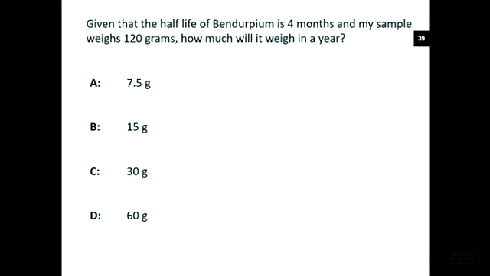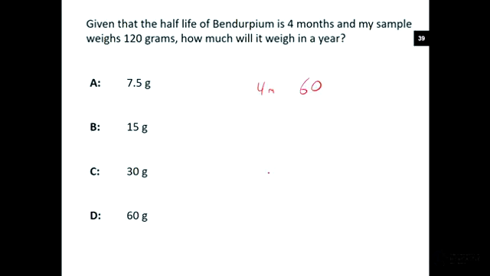Every 4 months. It's nice to lock in every 1 year, but nope. Every 4 months, this sample will halve in mass. How much will it weigh in a year? In 4 months, it will have halved itself. 120 has gone to 60.